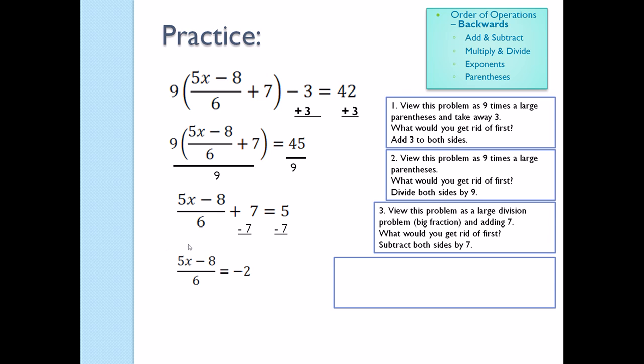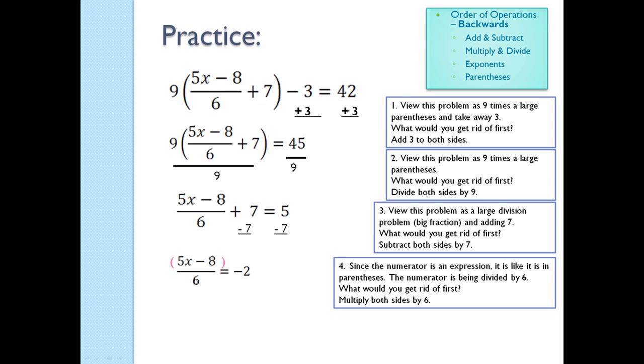Again, whenever you see an expression in a numerator, it's like it's in parentheses. You can't touch it. So we have a numerator, 5x minus 8, divided by 6. So I have parentheses and divide by 6. What do I get rid of first? So let's see here. I have divide and parentheses. You've got to get rid of the dividing first. I want this to be a habit for you. What's the opposite of dividing by 6?